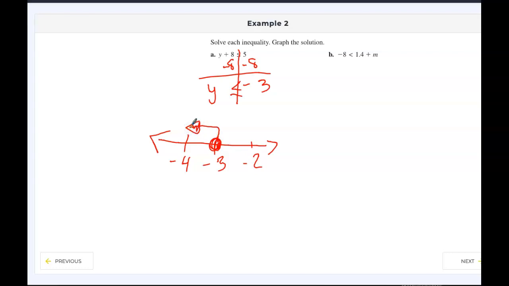Okay? This one, we have a decimal. Negative 8 is less than 1 4/10 plus m. How do I get m by itself? Minus 1.4. Subtract.